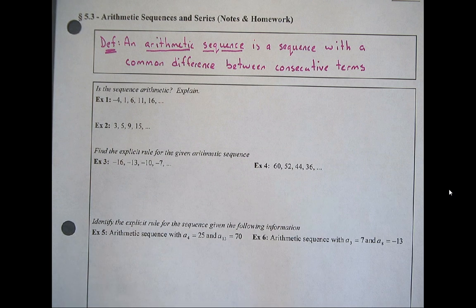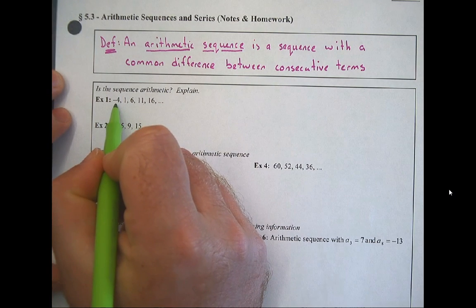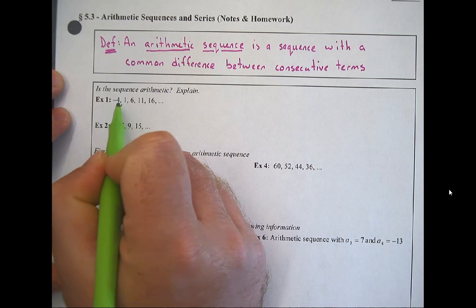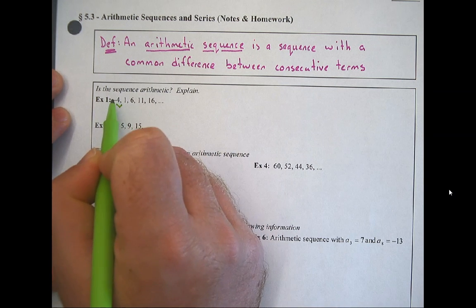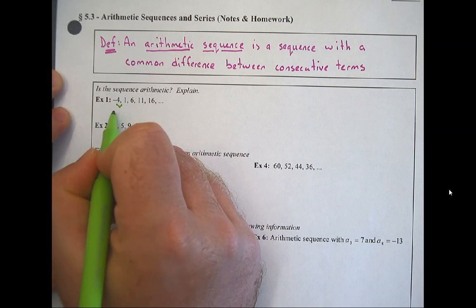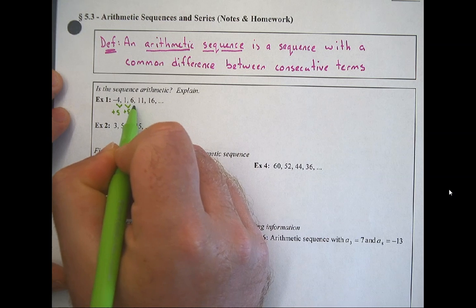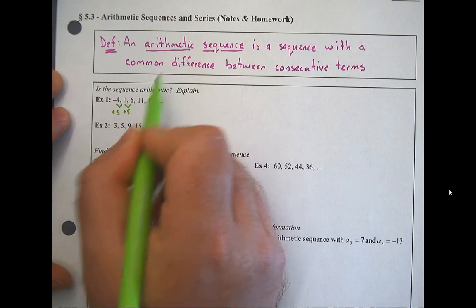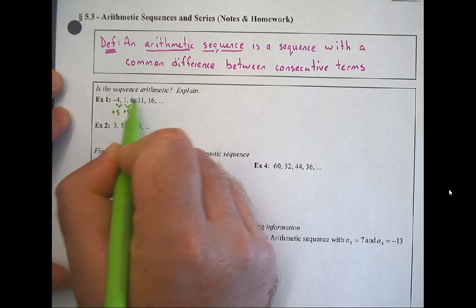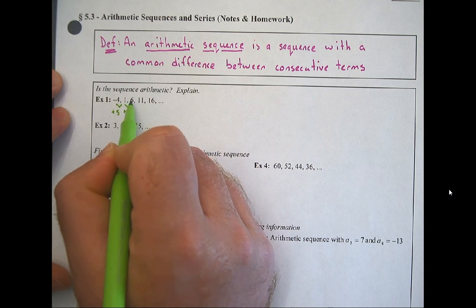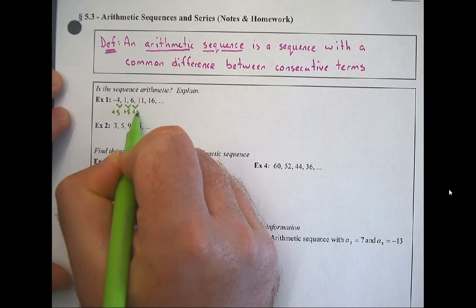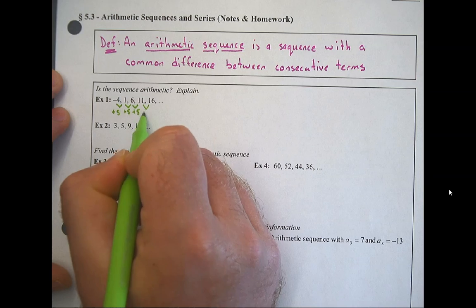So let's actually check that out. Let's look at this sequence and see if it does move along arithmetically. So how do you move from -4 to 1? You would go up by 5. From 1 to 6, up by 5. Another way to figure out the common difference is to grab a term and subtract the one before it. So 11 take away 6 is 5. 16 take away 11 is 5.